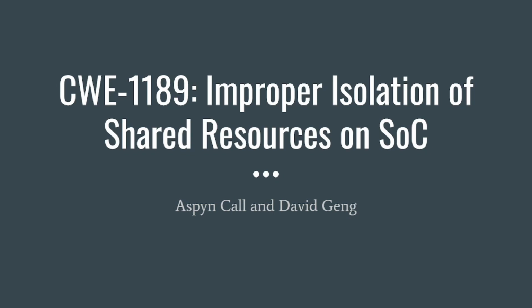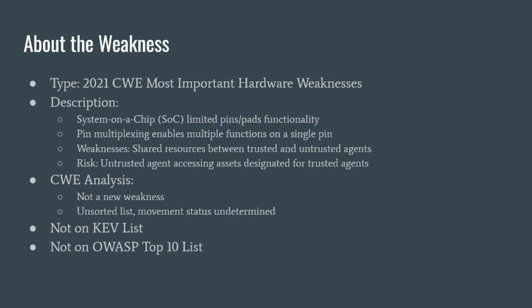Today we're focusing on a critical hardware vulnerability, CWE 1189, improper isolation of shared resources on SoC architectures. SoCs are vital components in modern electronics, but their complexity means security challenges, particularly in resource sharing. In this presentation, we'll delve into the implications of CWE 1189, its impacts on system security, and strategies for mitigation. Let's get started.